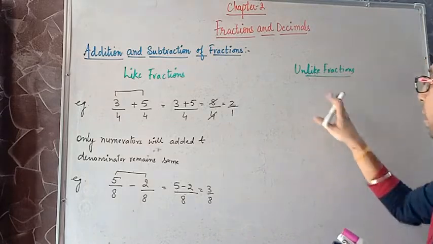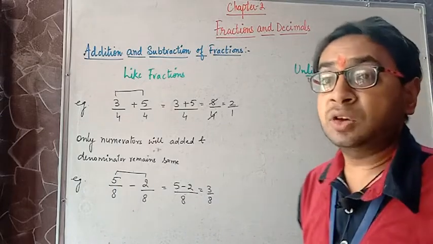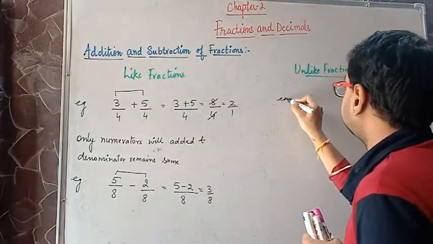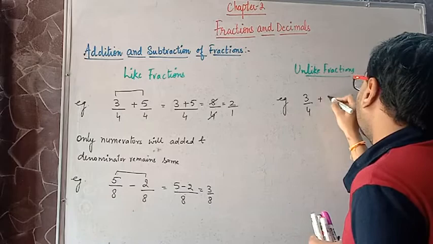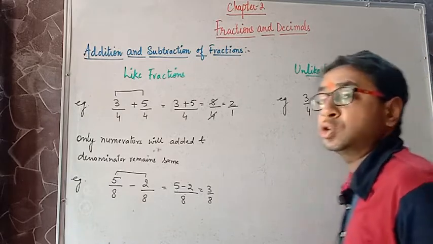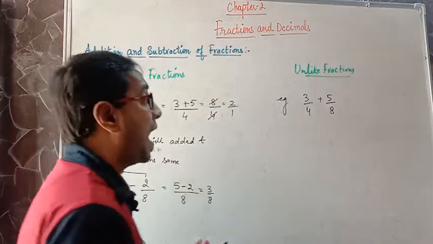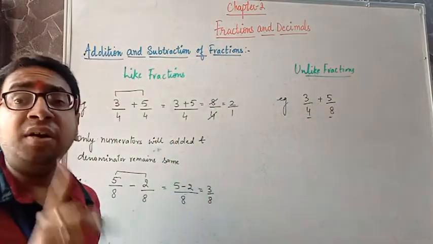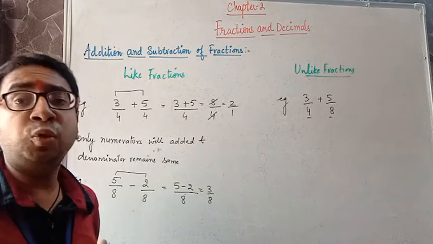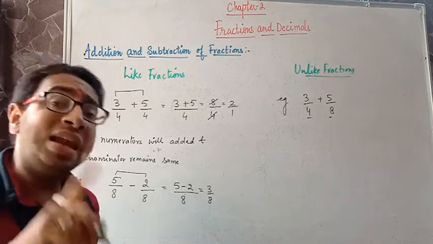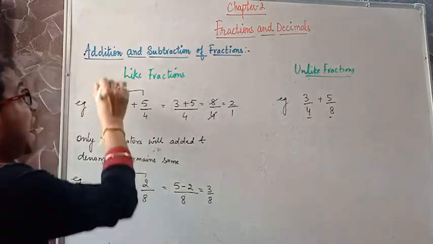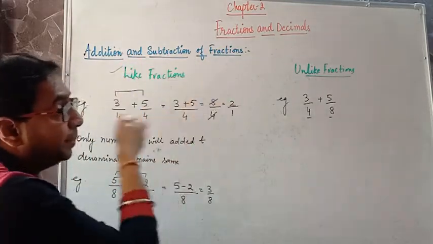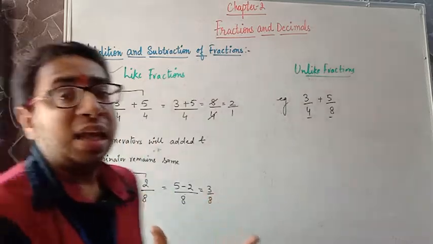Let's move on to unlike fractions. Definitely in case of unlike fractions, our denominators will not be same. For example, 3 by 4 plus 5 by 8. We are having these two rational numbers. We have to add them. So what we will do, I discussed with you, whenever unlike fractions are there, we have to convert unlike fractions into like fractions, because we can simply add and subtract like fractions.